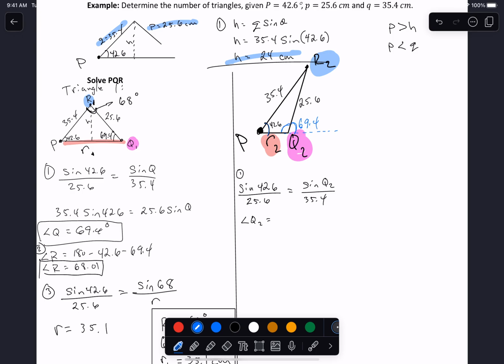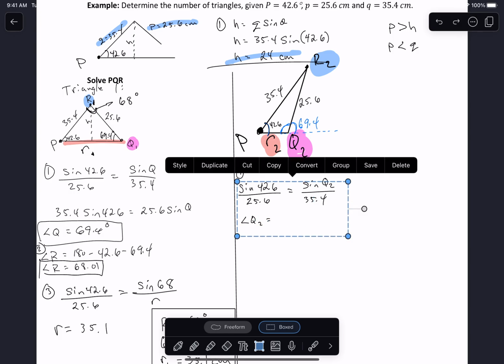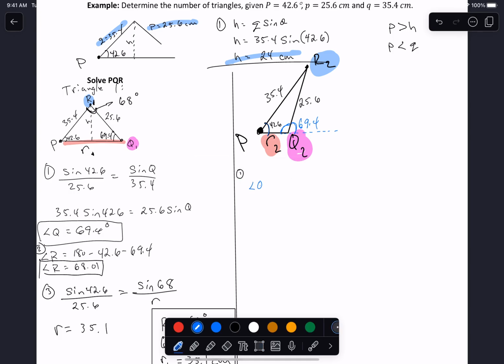Which would make angle Q2. I actually don't need to do this work if you're clever enough. It's not that it won't work, it's just going to take you longer, right? But in theory, angle Q2 should just be the 180 minus the 69.4, which is what? Oh, 110.6. All right, good. That's what I got too. Okay. So this might not be so bad after all, right?